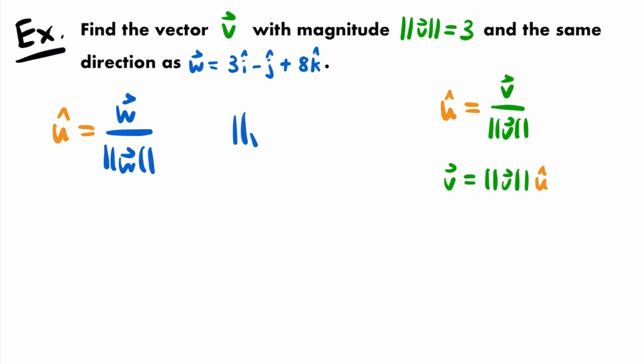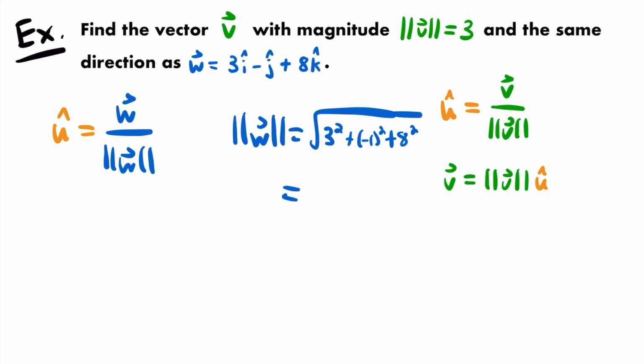Now the magnitude of vector W will be equal to the square root of the sum of its components squared. So we're going to take the coefficients of these three terms here, which are 3, -1, and 8. So we'll have 3 squared plus -1 squared plus 8 squared. And 3 squared is 9, -1 squared is +1, and 8 squared is 64. So this is equal to the square root of 9 plus 1 plus 64. Now 9 plus 1 is 10, plus 64 is 74, so the magnitude of vector W is the square root of 74. And that doesn't really simplify nicely. The square root of 74 doesn't have any factors that are perfect squares, so we're going to leave it in this form.